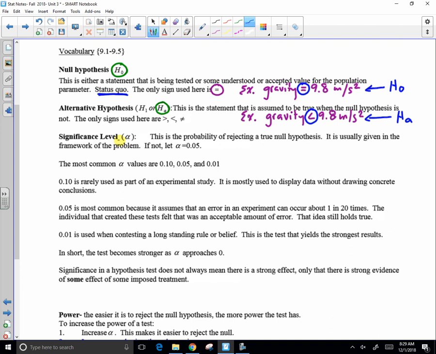So, alpha. Funky little a, with a little extra tail. The Greek letter alpha stands for the significance level. That's actually a probability measure. It's the probability of rejecting the true null hypothesis. This is where it starts getting weird.